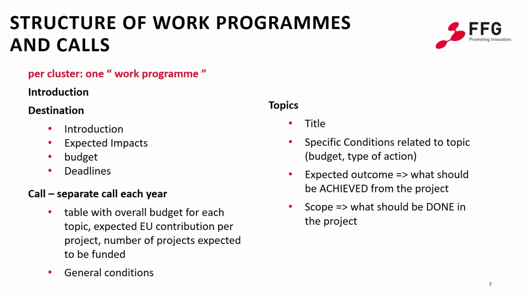As an applicant, you're mostly interested in the actual topics, which always have a title and specific conditions. Important to write the actual application are the two parts on the expected outcome. This describes what should be achieved from the project, and the scope. This really describes what you should be doing in the project, and that's a very important section to follow.